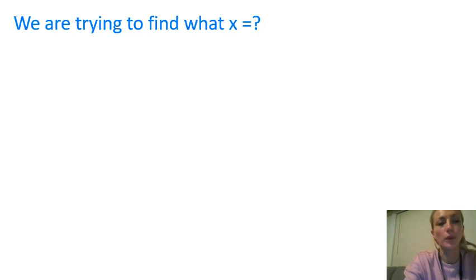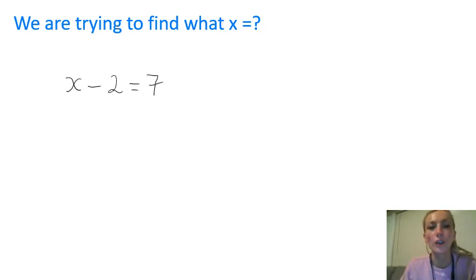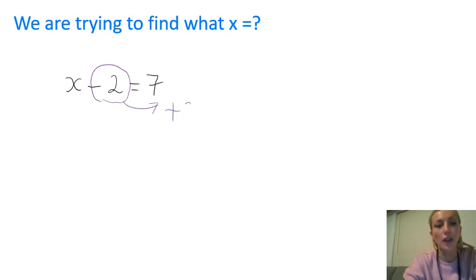For example, if we've got the equation x minus 2 equals 7, I want you to figure out what x equals. So if we have a look at it, a number minus 2 equals 7. So to work it out, I'm going to actually plus 2, and then I can see x equals 9.